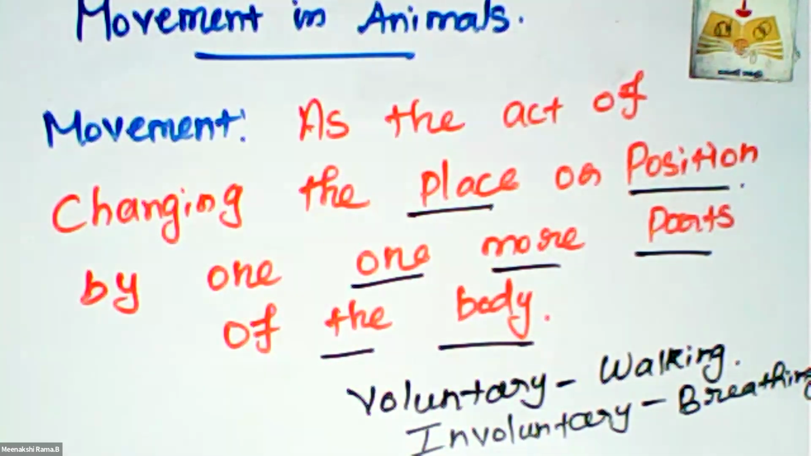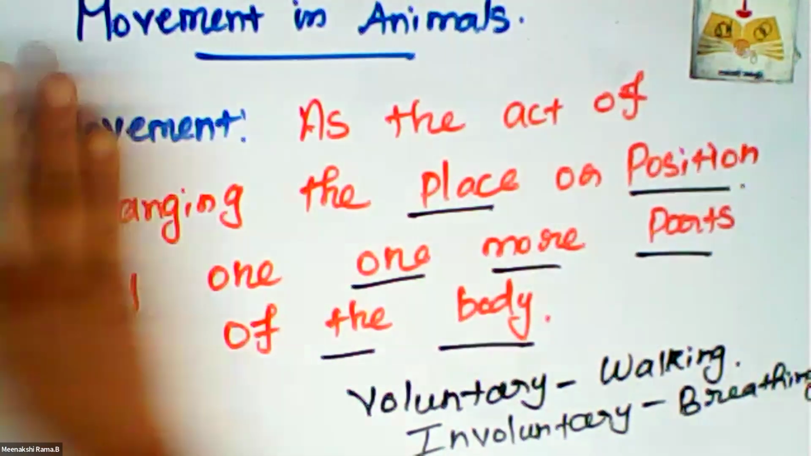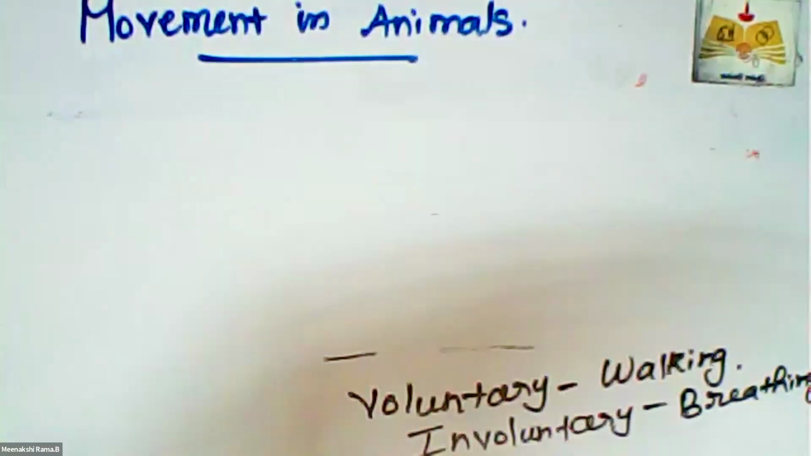The next one: movement of an organism from one place to another is called locomotion. So this is the right definition, the right concept about movement. And then the next heading is locomotion. What is locomotion?